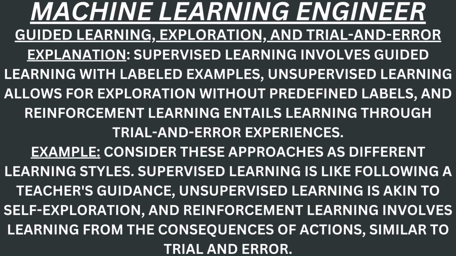Guided learning, exploration, and trial and error. Explanation. Supervised learning involves guided learning with labeled examples. Unsupervised learning allows for exploration without predefined labels, and reinforcement learning entails learning through trial and error experiences. Example. Consider these approaches as different learning styles.